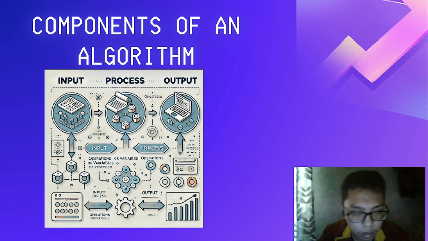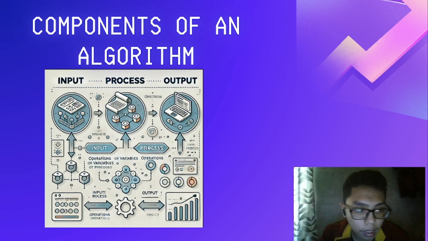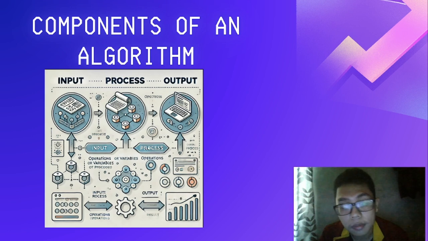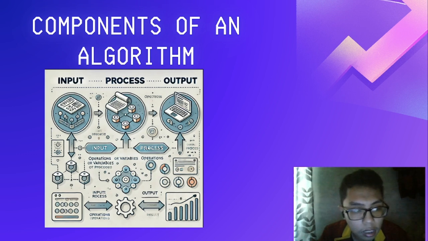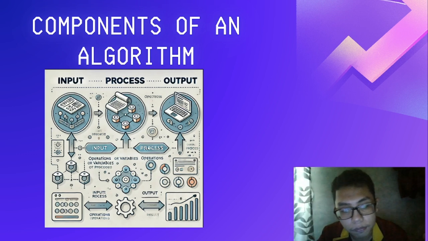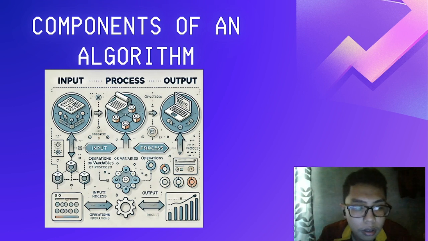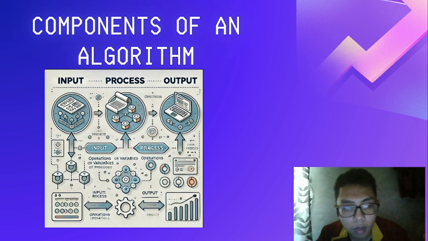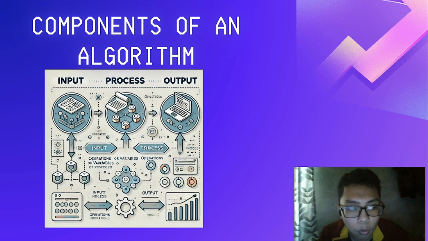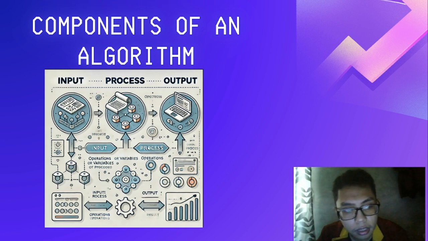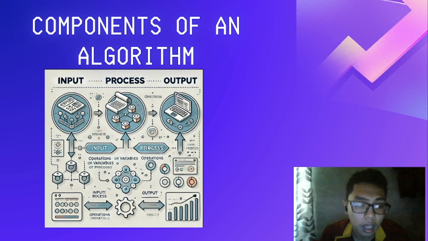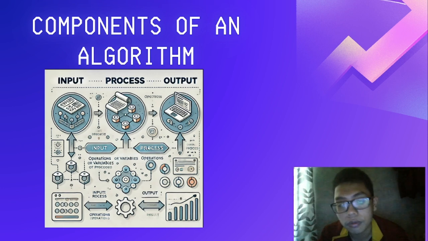Number two is process: the steps the algorithm takes to transform the input into something useful. And number three is output: the final result of the algorithm, the solution generated after processing the input. For example, if we have an algorithm to calculate the average of three numbers, the input will be the three numbers, the process is summing them up and dividing by 3, and the output is the average value.